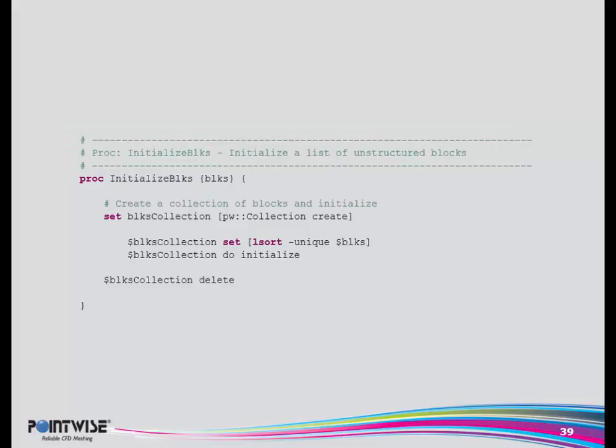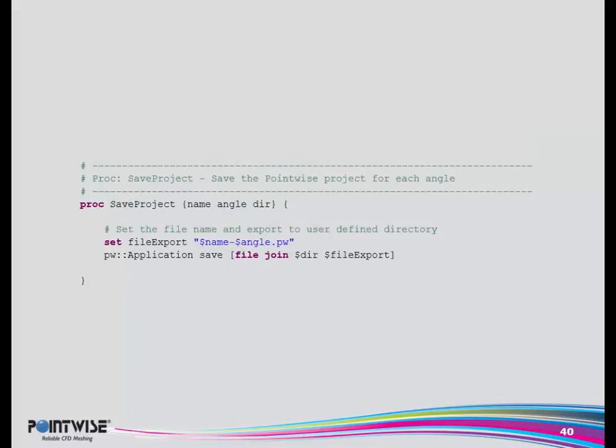Another proc is to initialize the blocks. Remember, I mentioned I don't know how many blocks there are, but I do know that when I rotate the domains, I'm going to need to reinitialize my unstructured volumes. Okay? When you modify a domain that's part of an unstructured block, those of you who've done that know it blows away the block. It empties the block, so you need to reinitialize it, and that's what this procedure does. A simple procedure to save the project. So I give it the name, the angle, and the directory where I want to save the project.